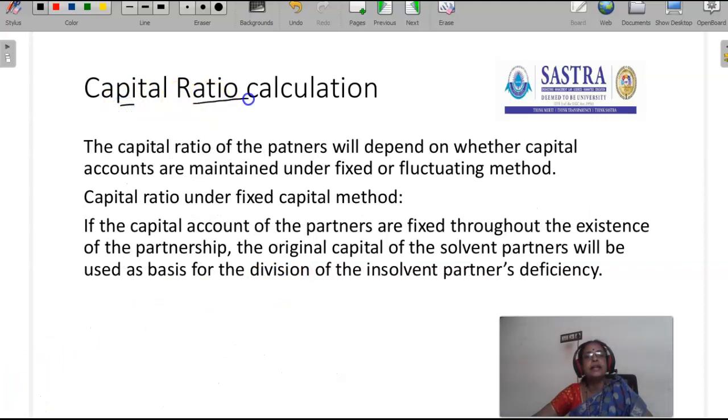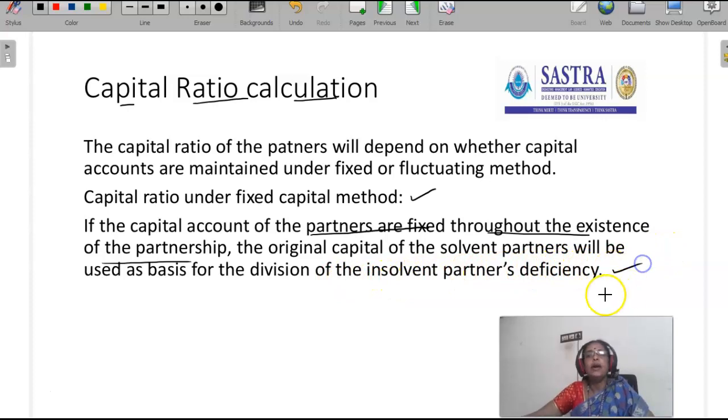Next is capital ratio calculation. The capital ratio of the partners will depend on whether capital accounts are maintained under the fixed or fluctuating method. Capital ratio under fixed capital method: if the capital accounts of the partners are fixed throughout the existence of the partnership, the original capital of the solvent partner will be used as a basis for the division of the insolvent partner's deficiency.